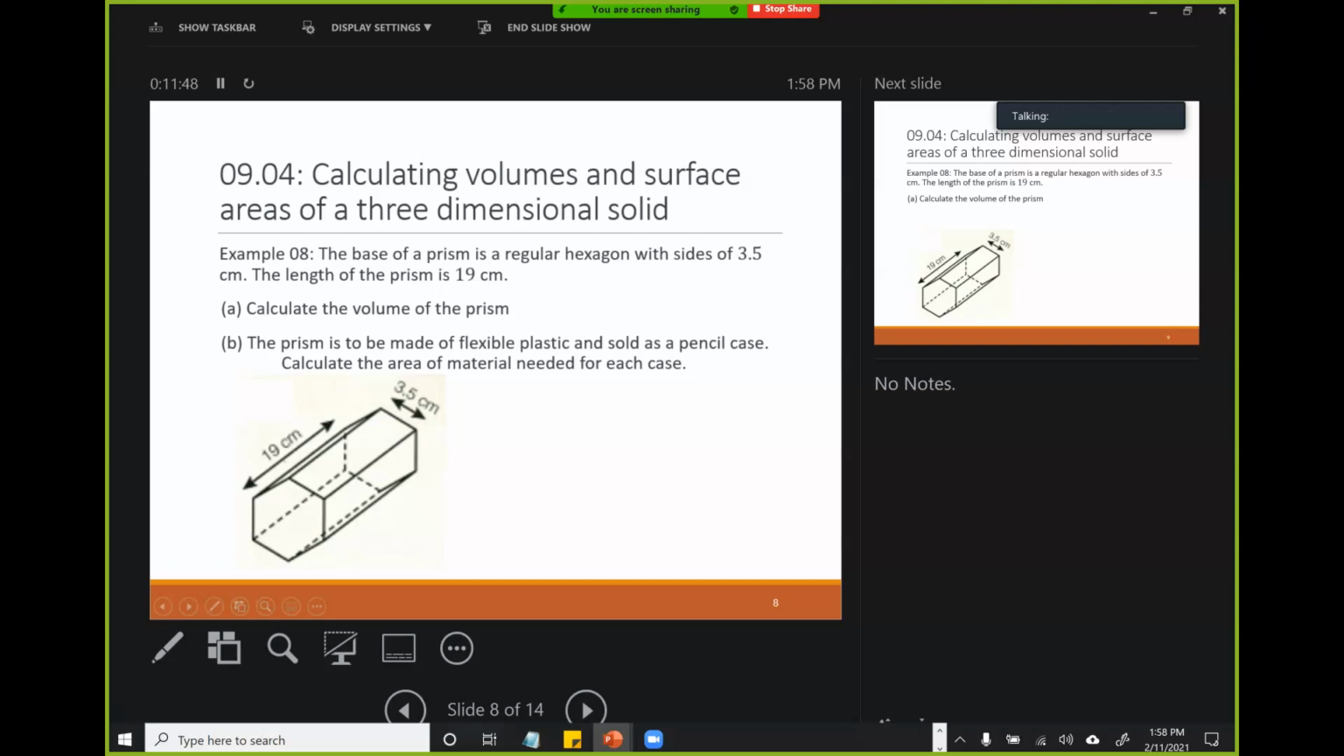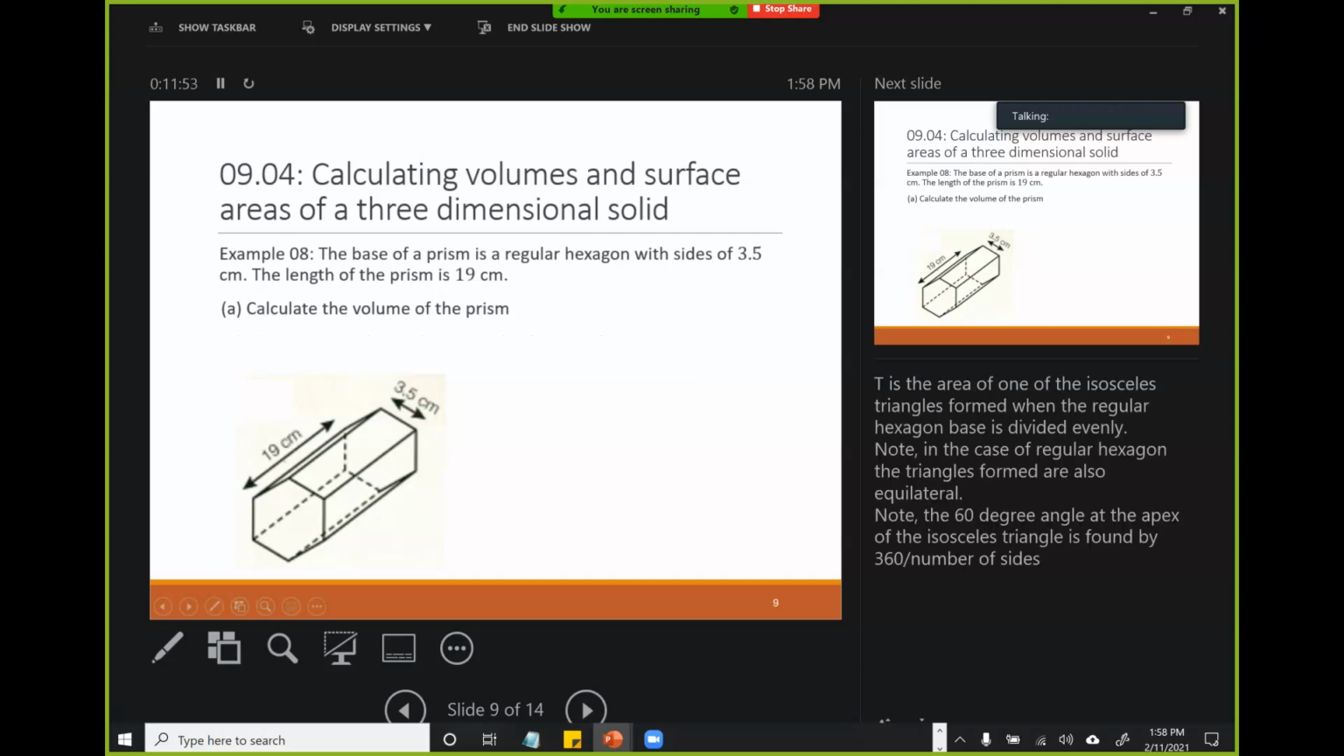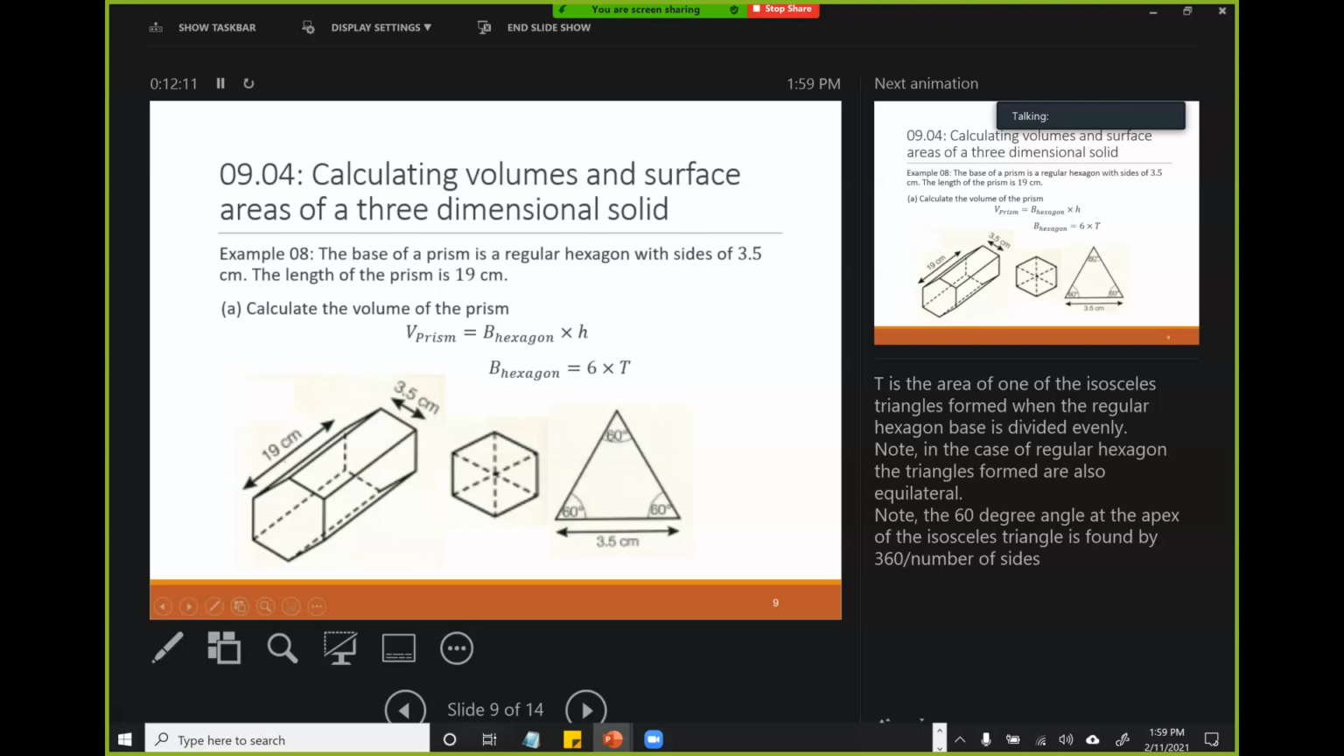So to calculate the volume, we need the area of that hexagon times the 19, right? So the tricky part is calculating the area of that regular hexagon. So what I did is I took that regular hexagon and divided it into 6 equilateral triangles, where the side length is 3.5 for this side. And because it's equilateral, I know that's also 3.5 for those sides.